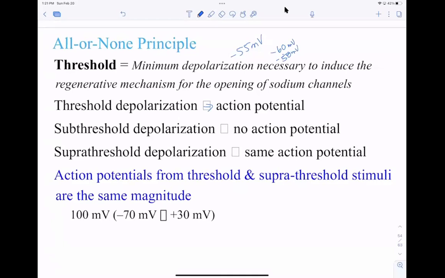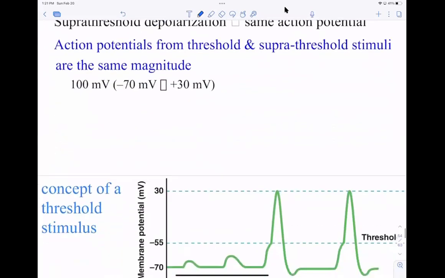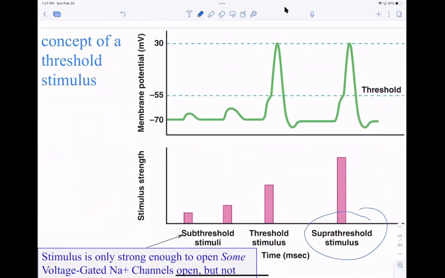You have to depolarize it all the way up to -55 to get those voltage-gated sodium channels to open. If it's super threshold and it goes from -70 straight to say -20, that would be a super threshold stimulus. It's going to cause the same action potential as it would if it made it to -55. There's no difference once those voltage-gated sodium channels open. It's going to be exactly the same whether the stimulus was bringing it to threshold or above threshold. So this right here would be a super threshold, but it's going to cause the same action potential as just a regular threshold. Sub-threshold, you're not getting anything, right?